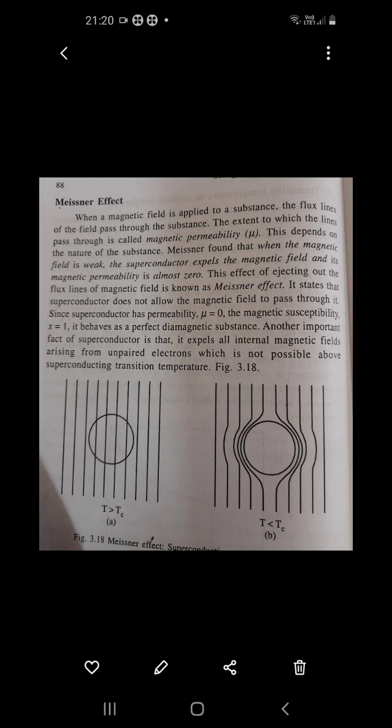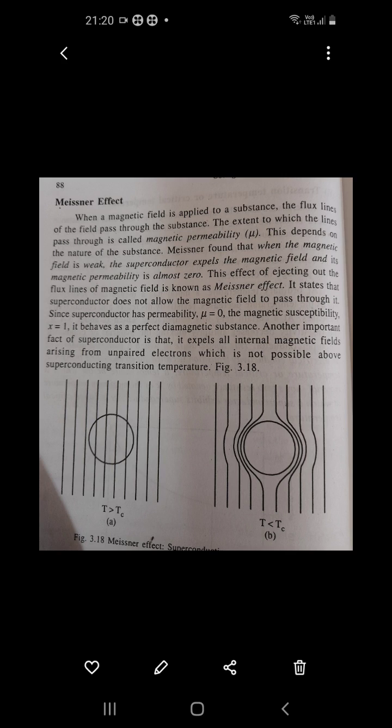This effect of ejecting out the magnetic flux lines is called Meissner's effect. That can be seen with the help of a diagram. In the first diagram, when the temperature is greater than the critical temperature, the magnetic flux lines pass through that substance. But in the second case, when the critical temperature is greater than the temperature, what happened?